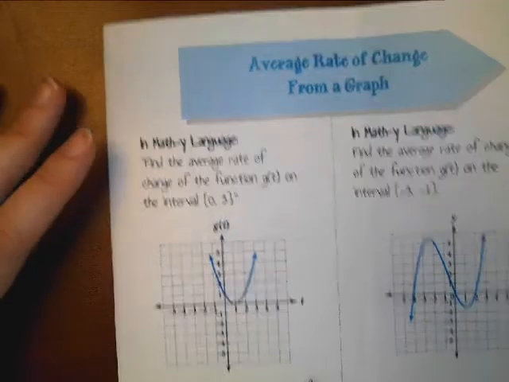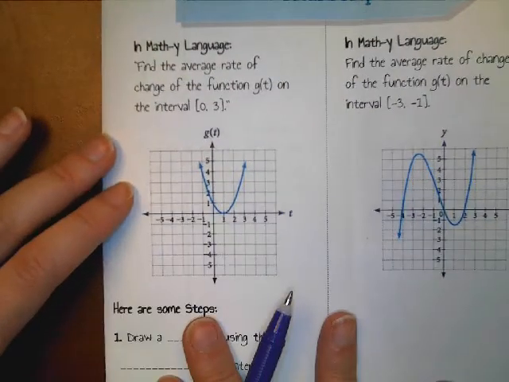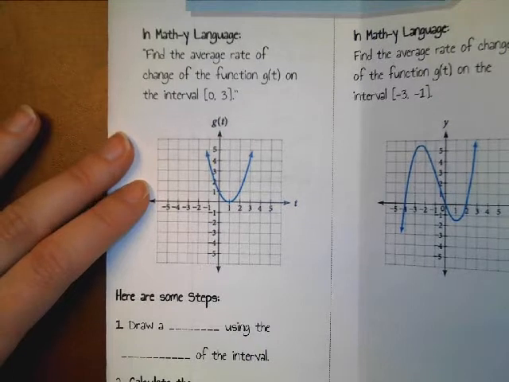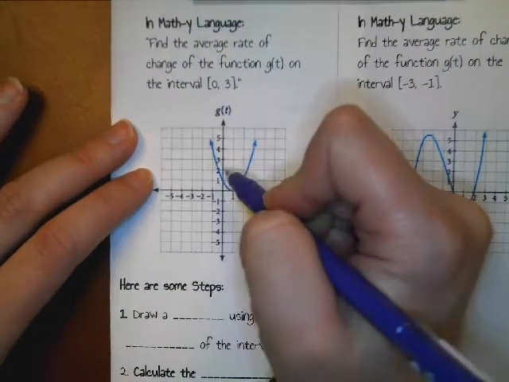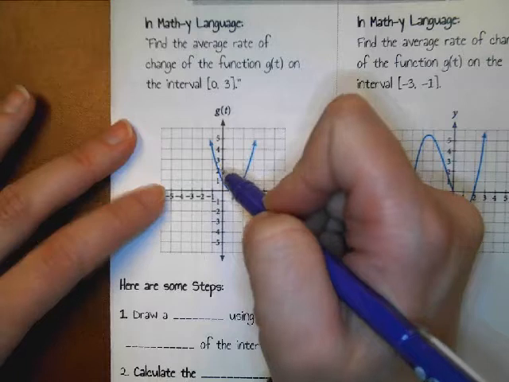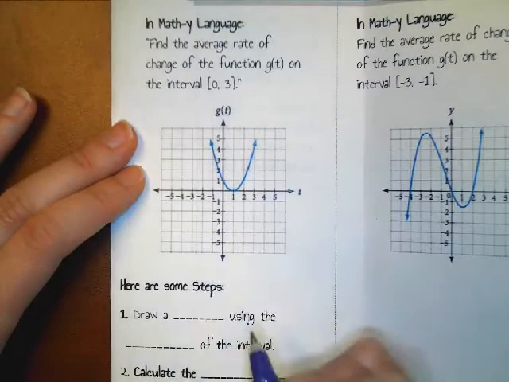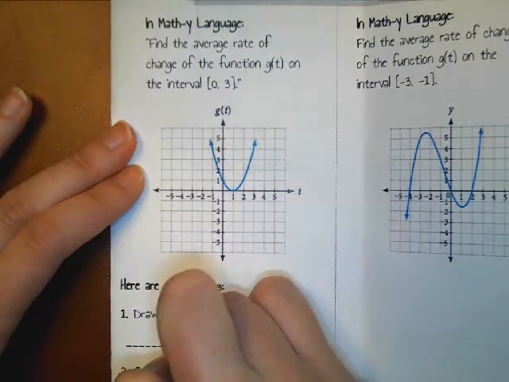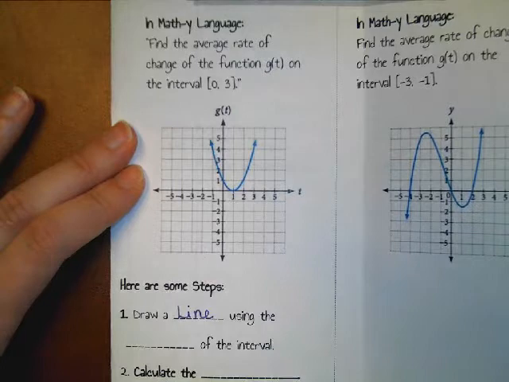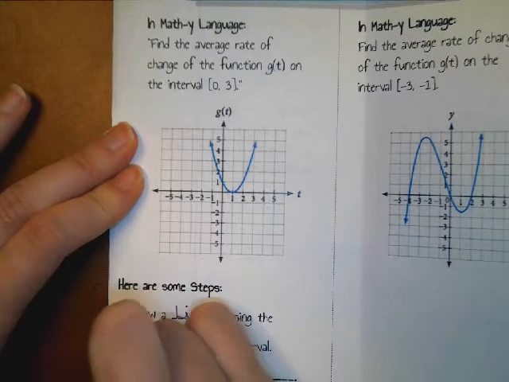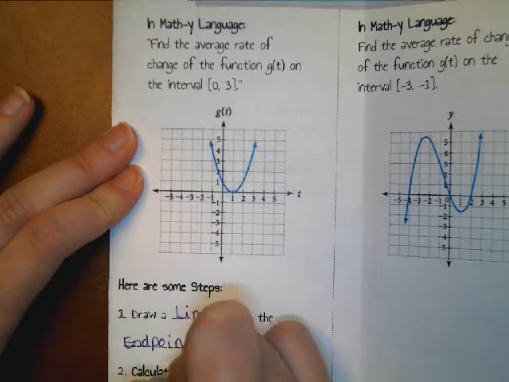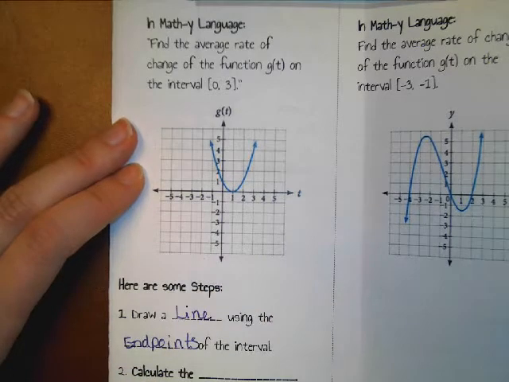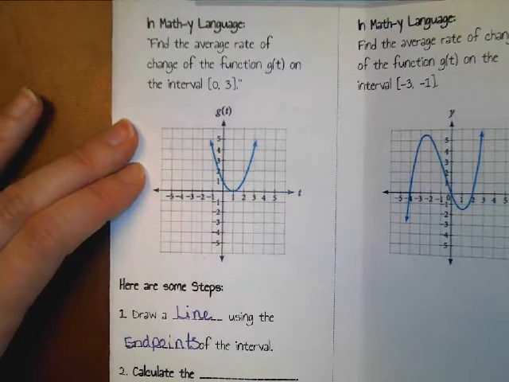Where the line falls on x 0 and 3. Yeah, so it's not the graph, we should probably say. Okay, so we're going to draw a line using the endpoints of the interval. So exactly what Alex said.